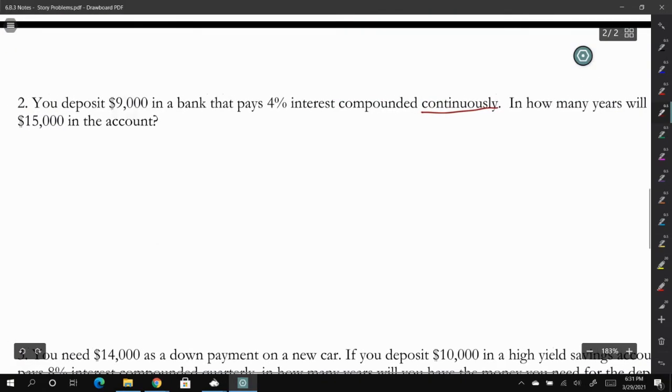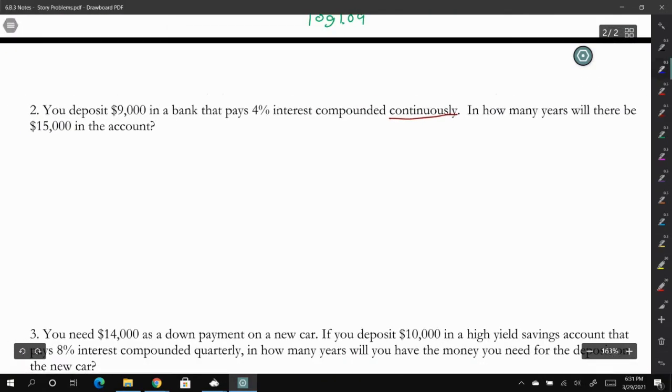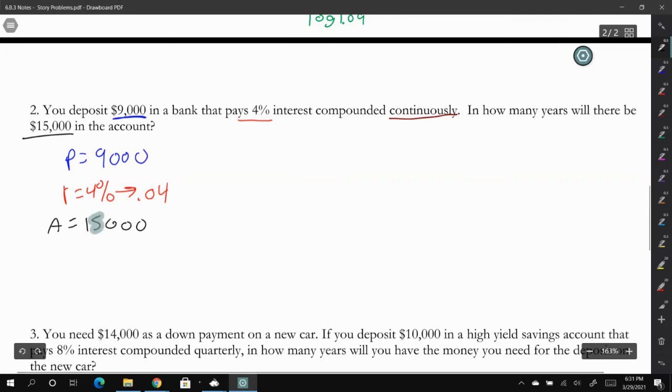So let's look and get our information out. We started with $9,000, 4% interest is 0.04, and our A value is $15,000. We want to know how long it will take to get $15,000 in this account.